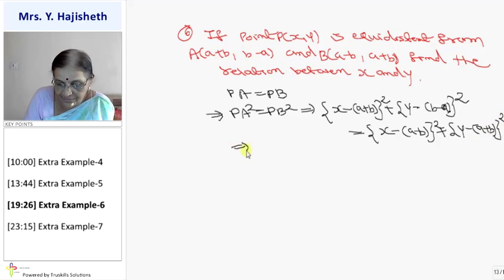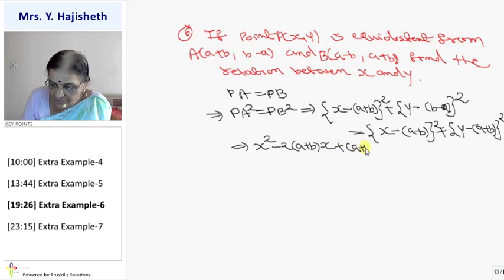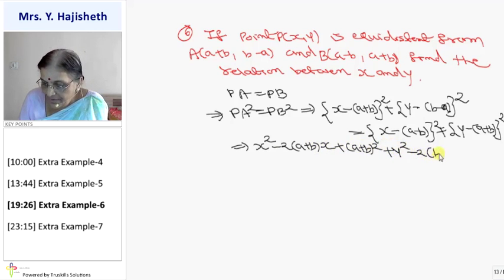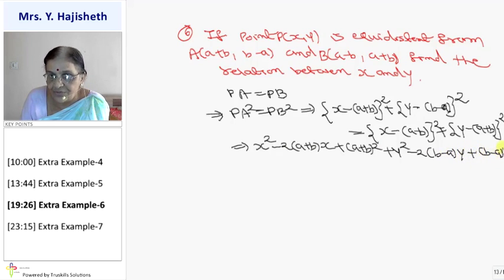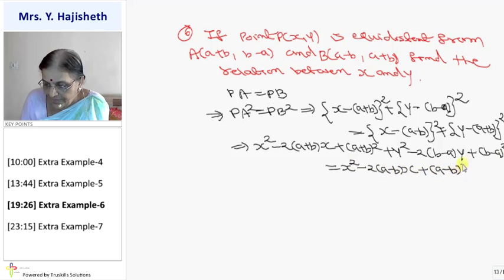नाउ आई ओपनिंग द स्क्वायर. x स्क्वायर, मिडल टर्म इज माइनस 2 टाइम्स (a प्लस b) इंटू x, एंड प्लस (a प्लस b) होल स्क्वायर. एक ब्रैकेट का स्क्वायर ओपन किया. दूसरा y स्क्वायर माइनस 2 टाइम्स (b माइनस a) इंटू y प्लस (b माइनस a) होल स्क्वायर. दूसरे ब्रैकेट का स्क्वायर ओपन किया. इज इक्वल टू RHS: x स्क्वायर माइनस 2 टाइम्स (a माइनस b) इंटू x प्लस (a माइनस b) होल स्क्वायर. एक ब्रैकेट का स्क्वायर ओपन किया. दूसरा ब्रैकेट y स्क्वायर माइनस 2 टाइम्स मिडल टर्म (a प्लस b) इंटू y प्लस (a प्लस b) होल स्क्वायर.